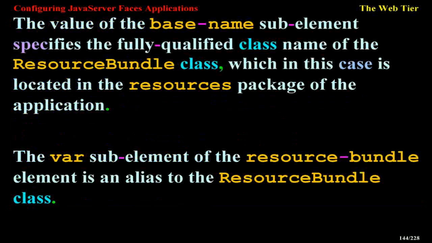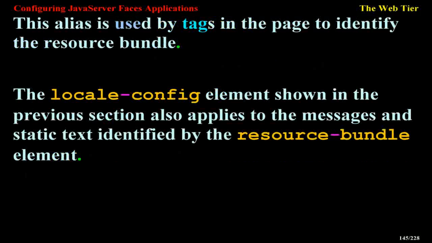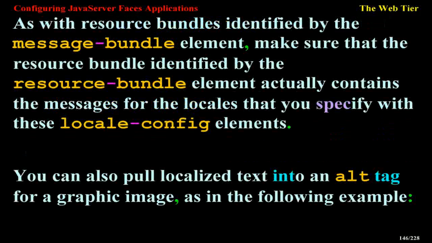The value of the base-name sub-element specifies the fully qualified class name of the ResourceBundle class, which in this case is located in the resources package of the application. The var sub-element of the resource-bundle element is an alias to the ResourceBundle class. This alias is used by tags in the page to identify the ResourceBundle. The locale-config element shown in the previous section also applies to the messages and static text identified by the resource-bundle element. As with resource bundles identified by the message-bundle element, make sure that the resource bundle identified by the resource-bundle element actually contains the messages for the locales that you specify with these locale-config elements.